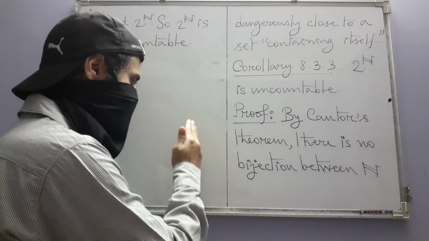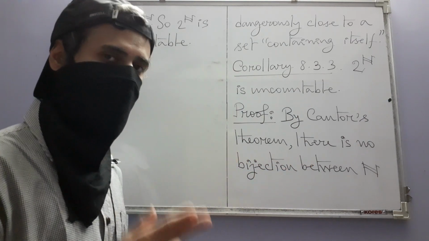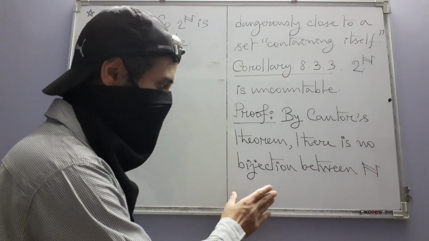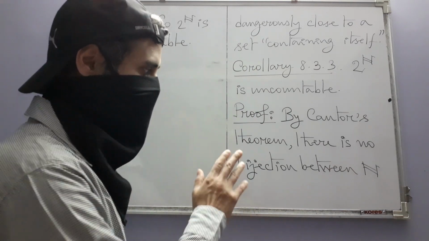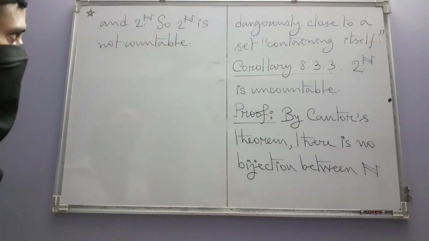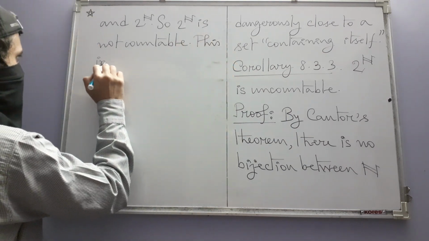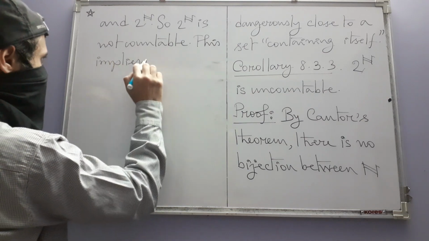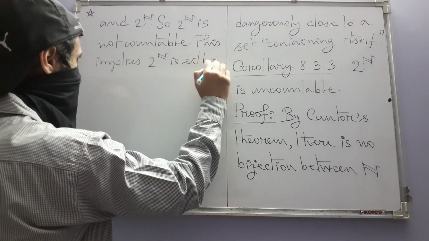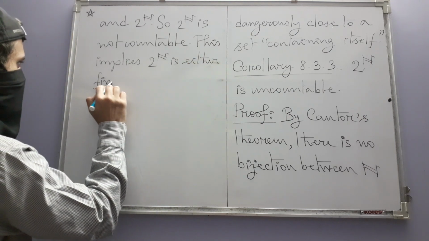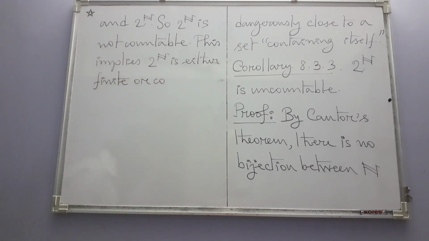possibilities, right? Either a set is finite, or if it is not, then by definition it's infinite. And among infinite sets, we have countable sets. And those that are not countable are called uncountable. So now we have exactly two possibilities. This implies the power set is either finite or uncountable.